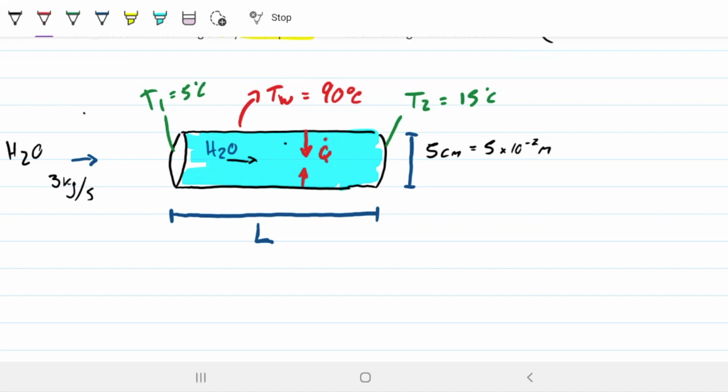So we can find how much energy this water needs to go from 5 to 15, and then we can use Newton's law of cooling to say, okay, if I need this much energy, then I'll require this much area. And if I use this much area, then that will be related to L, and we can find L. So that is our game plan. To find Q, with Q we can find A. With A we can find the L.